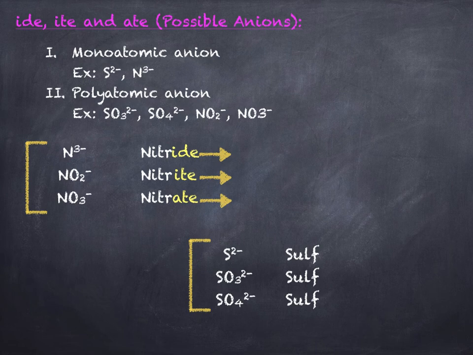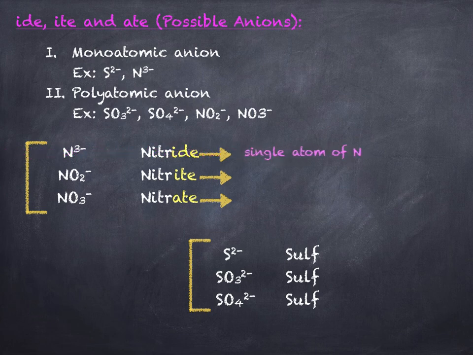When they're polyatomic, depending on the number of oxygens they get, they can be ite or ate. For example, the below example is for nitrogen, when we have nitrogen alone, or nitrogen coming with 2 oxygens, or nitrogen coming with 3 oxygens. So when nitrogen is alone, the name is nitride. When it has 2 oxygens only, it becomes ite, and then when it has 1 more oxygen, it becomes ate.